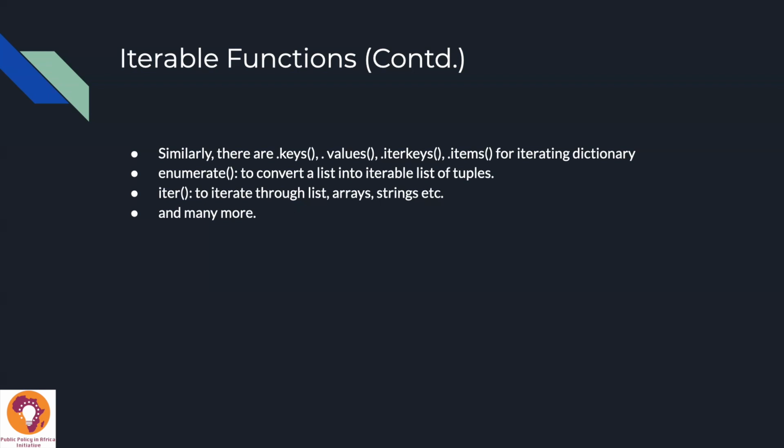But what's really most important to know is the ways that you can iterate over a dictionary, that you can iterate over a list natively, or if you need the indexes for whatever reason, you can use enumerate, and iter is another thing you can use for iterating over iterable objects.